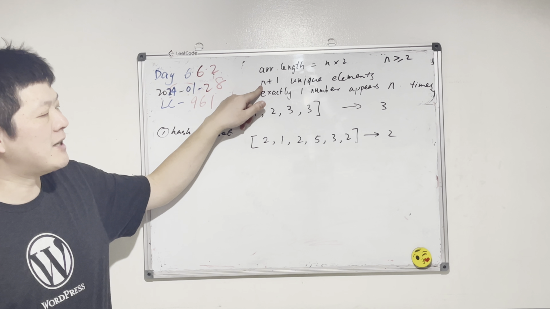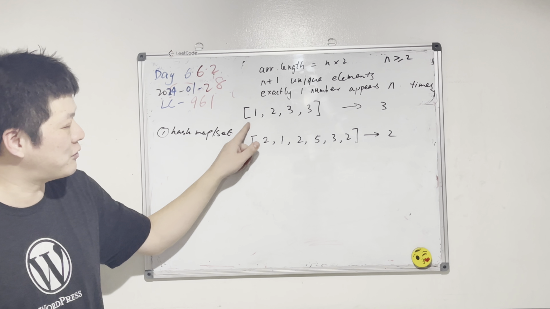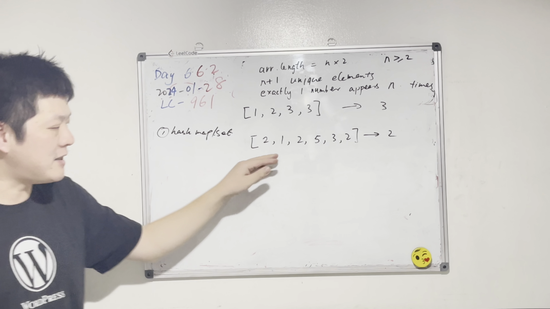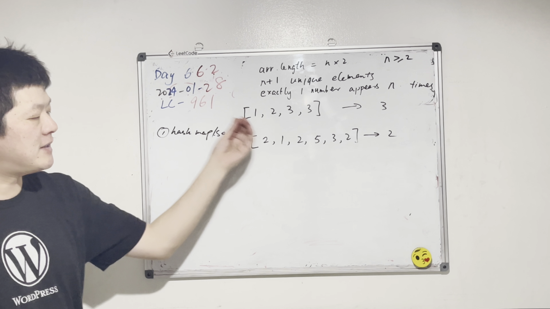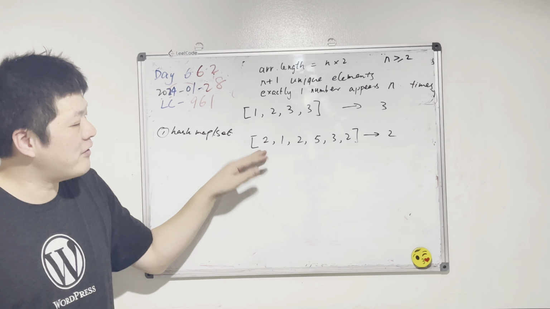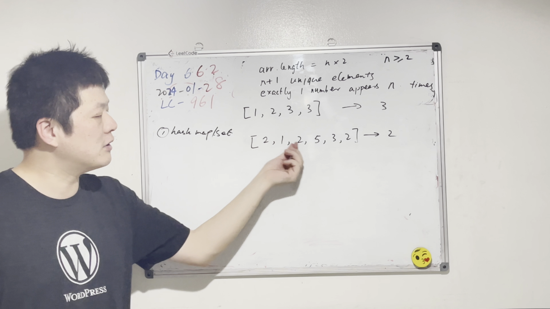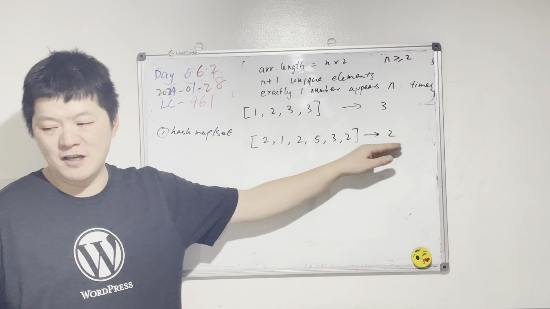And there are n plus 1 unique elements. So there are 3 numbers which are unique, which is 1, 2, 3. And we want to find out number 3. In this array, we have 6 elements, so n equals 3, right? N equals 3. And there are 4 unique elements, which is 1, 2, 3, 5. And only 2 appears how many times? 3 times. So we want to find out the number 2.